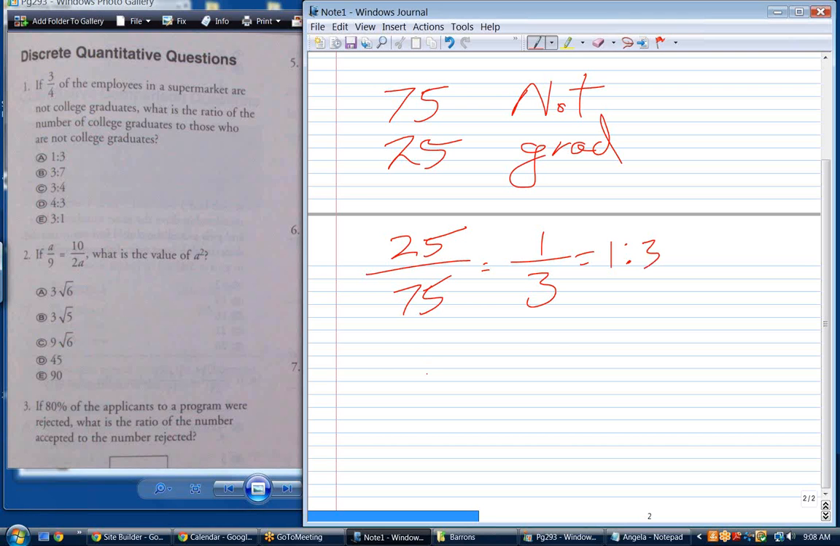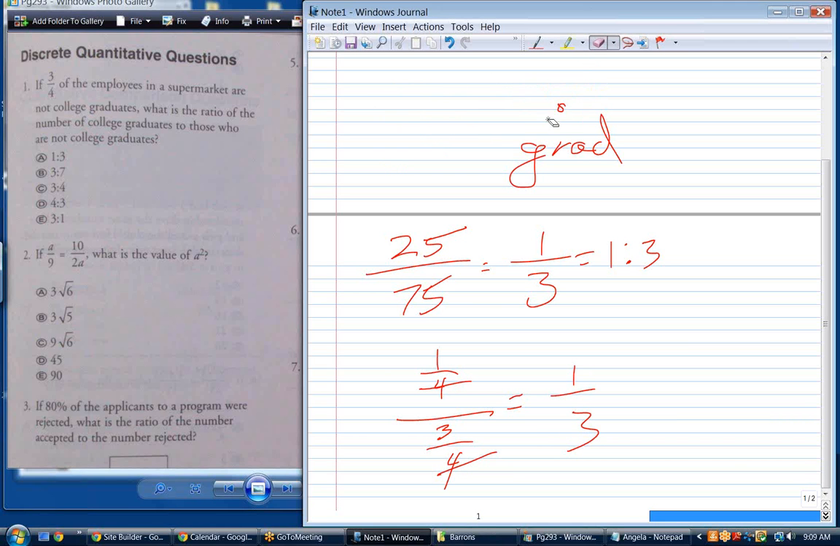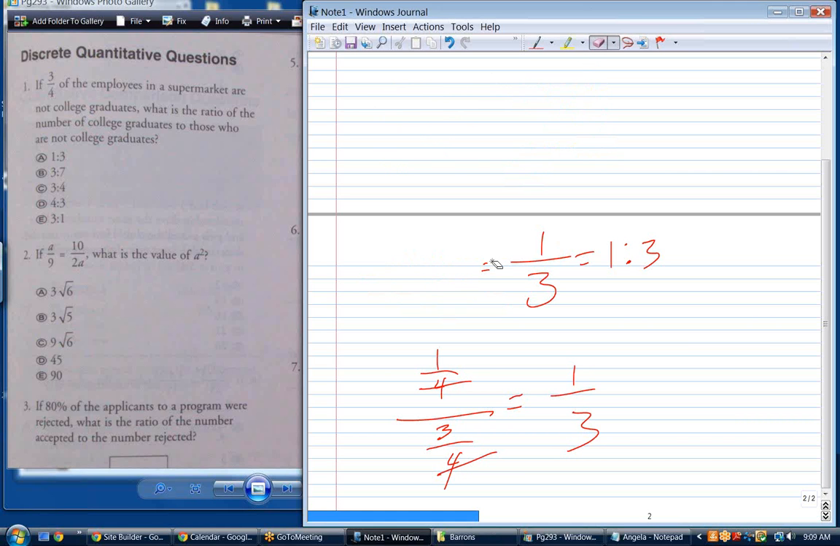Okay, the other way you could have done this, a little bit more direct, is if 3/4 are not college graduates, 1/4 is, and we take the 1/4 relative to the 3/4, and we immediately get 1 to 3. Oh, okay, wow, that was a lot faster. Yeah, not that much faster. I don't mind seeing you pick numbers there at all. It didn't really take any more time, I don't think.